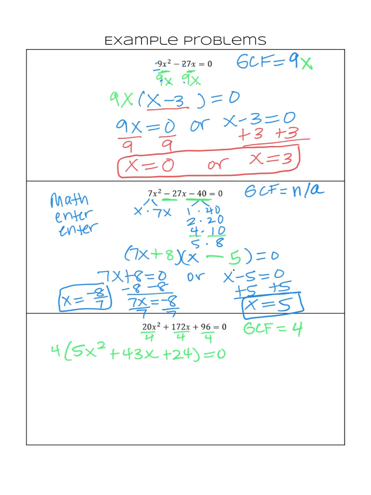Okay, now I look inside my parentheses and see if I still have a quadratic. Yes, I do. 5x squared means it's still quadratic. So I'm going to look for the factor pairs of 5x squared. That would be x and 5x. And I'm going to look for the factor pairs of 24. Oh, there's a few. 1 times 24, 2 times 12, 3 times 8, and 4 times 6.